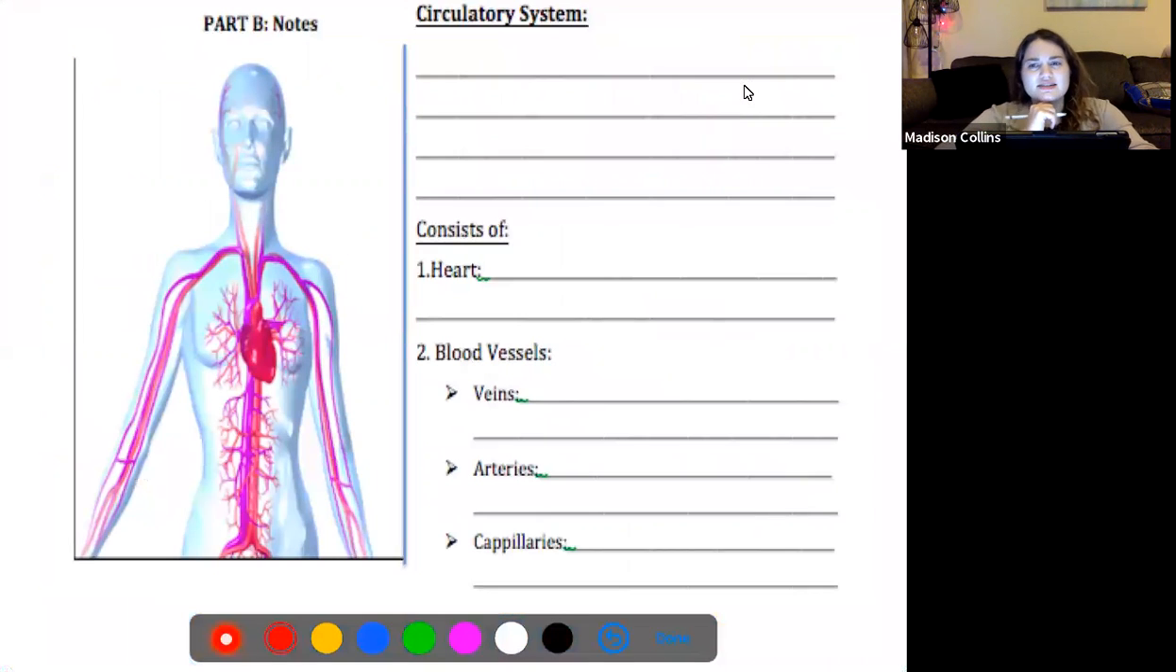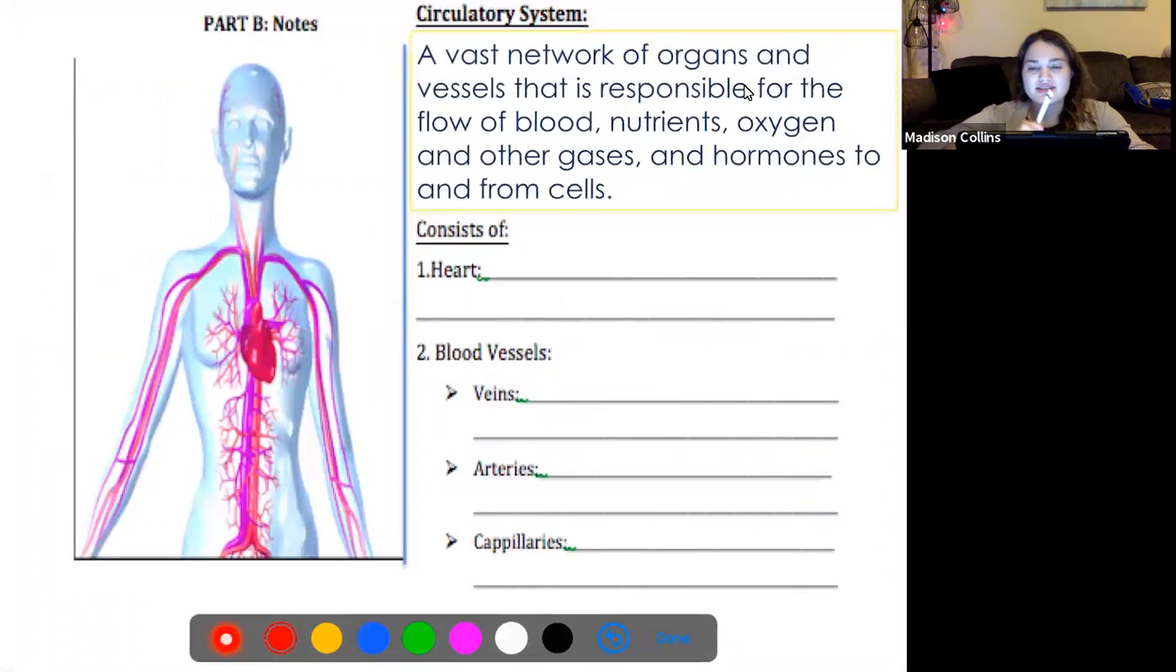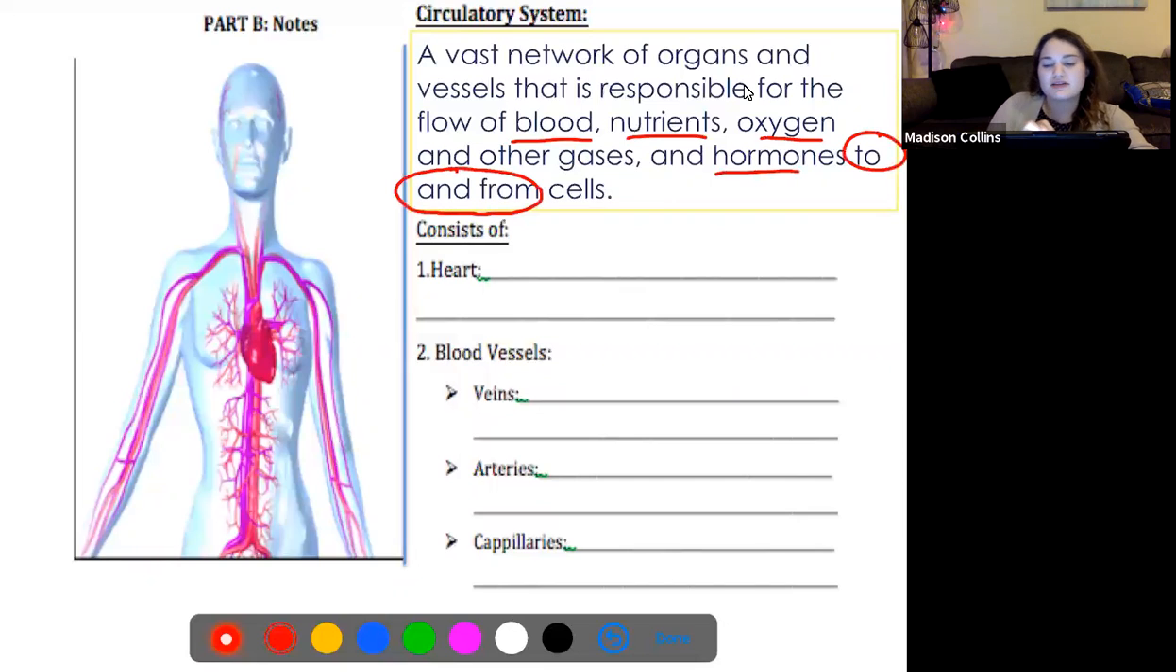So what exactly is the circulatory system? Well, the definition that I want you guys to write down is that this is a vast network of organs and vessels that is responsible for the flow of blood, nutrients, oxygen and other gases, as well as hormones to and from cells. So when we say to and from cells, that means that it's responsible for delivering these important goods to the cells, but it also picks up the wastes that need to be excreted from the body and takes them out. So it's responsible for taking all these things to and from cells.